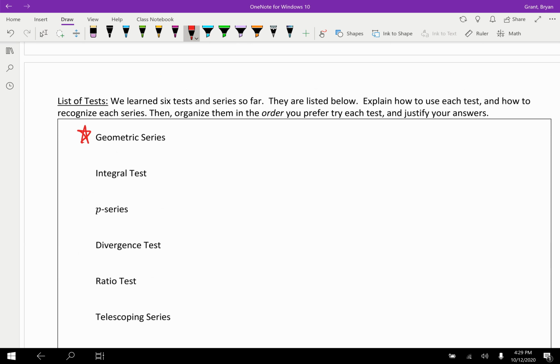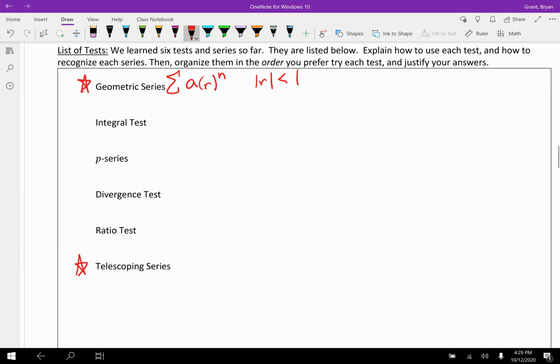We know how to find the sum of our geometric series and our telescoping series, right? Geometric is always going to be, and there should be a sigma in front of each of these, I just don't want to draw it, should look something like this, and we know that in order to find a sum, our ratio has to be less than 1.